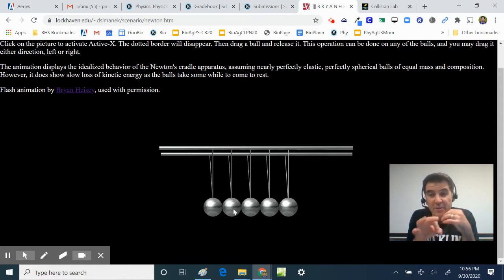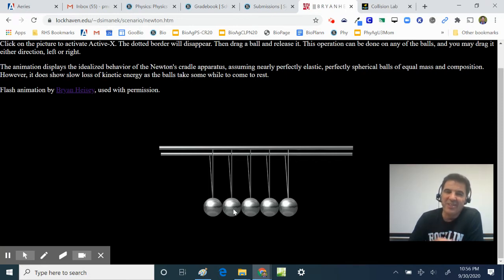But this one is a very good animation, but it's not complete because you can't grab a ball from two sides. Maybe if I got two mouses, I could do that. So anyways, this is a good example of, to begin, the law of conservation of momentum.